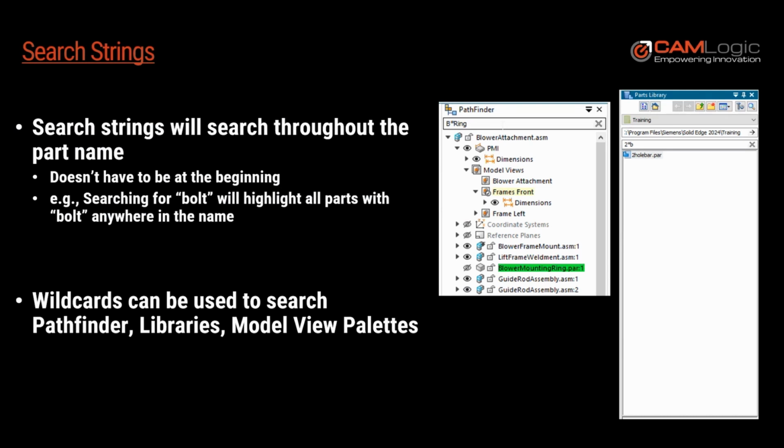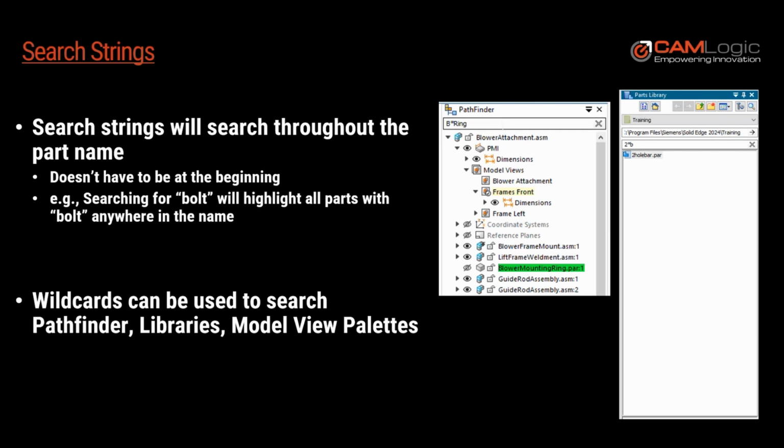Another really beneficial change, one that I think is really nice, convenient for everybody, is search strings. They made a couple of changes here. So the first thing is, when you're searching your Pathfinder, in previous versions, you would only be able to search based on the beginning of the part name. So if you typed in bolt, it would only search for things that start with bolt. Now, if you type in bolt, it will look for anything that has bolt anywhere in the name, whether it's the beginning, the middle, the end, it doesn't matter. As long as that string is somewhere in the part name, it will find it.